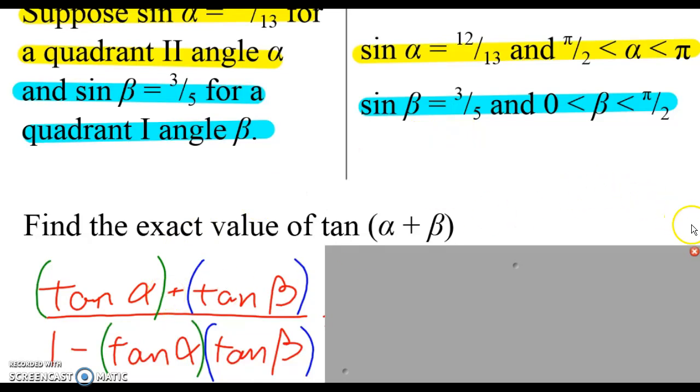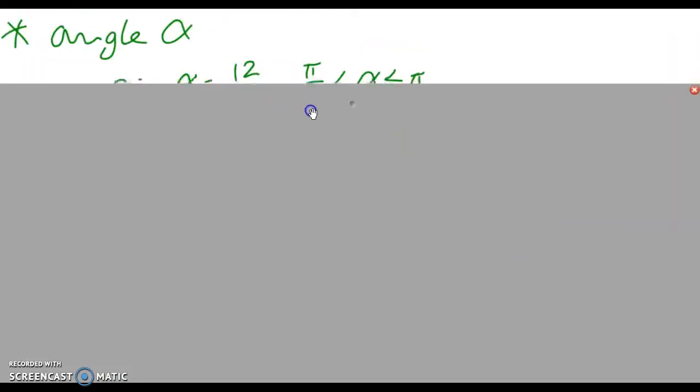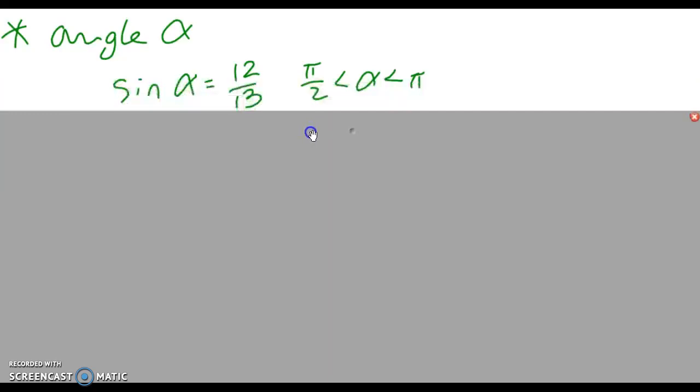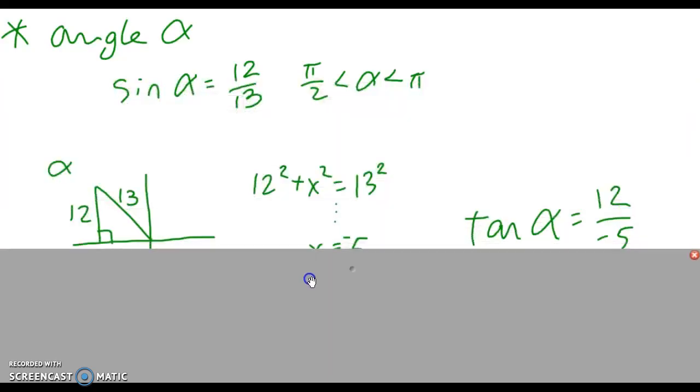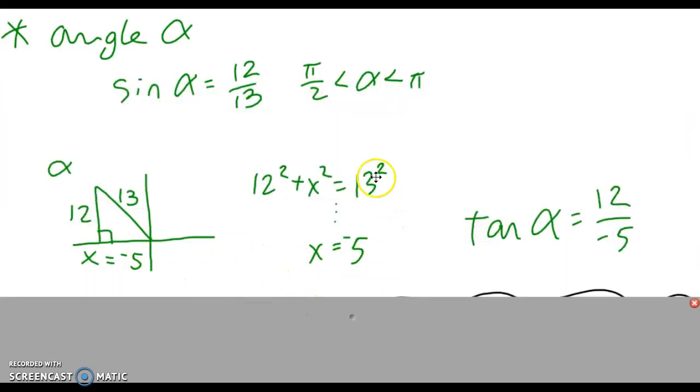So just like yesterday, what I'm going to do is I'm going to draw what I know about angle alpha, and you'll notice this is the exact same thing we did yesterday. That's what I know about angle alpha, so I draw a picture of angle alpha, and then use the Pythagorean theorem to find that missing side. It's negative for x because it's in quadrant 2, and then I'll identify the value of tangent alpha, which is y over x, 12 over negative 5.